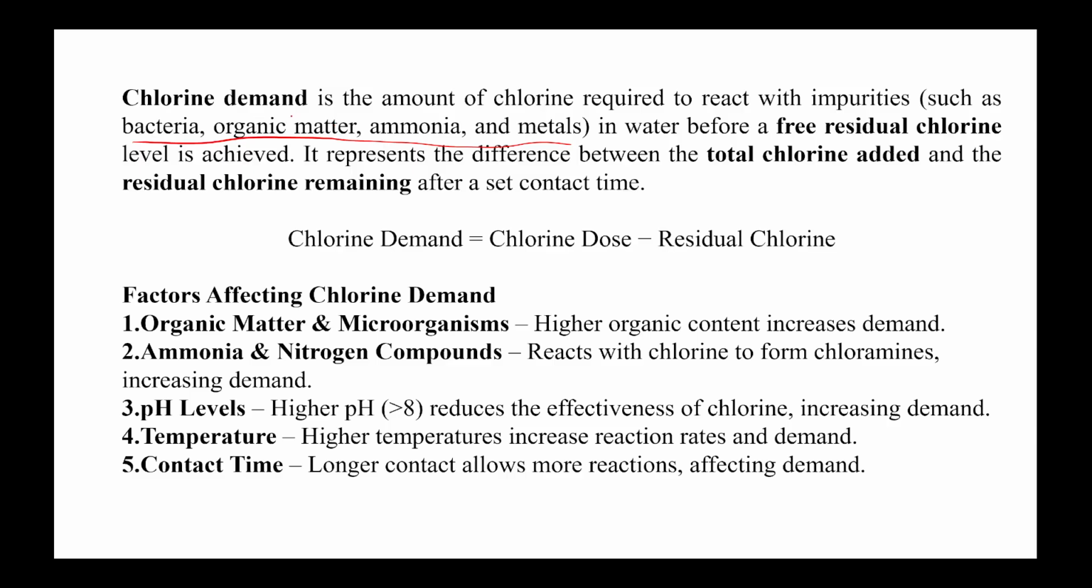So what will happen when we start adding chlorine? At that time, chlorine will be consumed by these organic matters. But after a point when all of these impurities have reacted, there will be no impurity left, and then free residual chlorine will start rising. After that point we'll have some residual chlorine, and we'll know the initial amount of chlorine that we had added. So from that we can calculate the chlorine demand of a particular water sample.